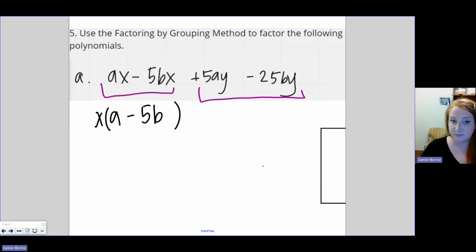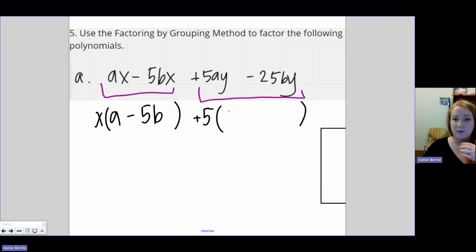Now we're going to focus on the second group. Again, totally ignore the first group. Just don't even look at anything over here. We're just looking at the 5ay minus 25by. What do those two terms have in common? We have a 5 and a -25, so we could pull out a 5. And I want to just note that it's a +5 here. That's going to be important in just a second. You'll see why I did that.